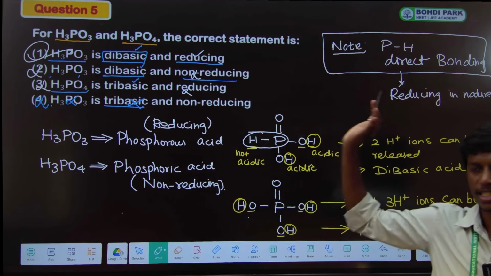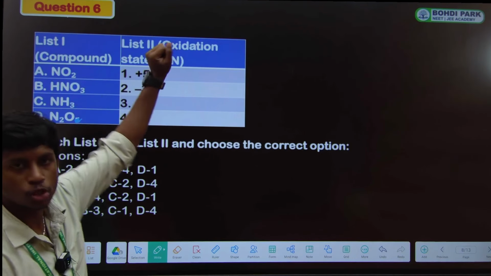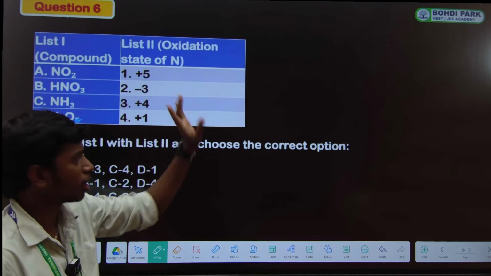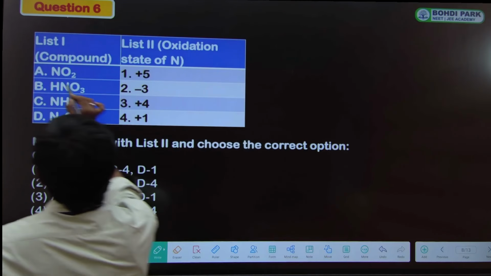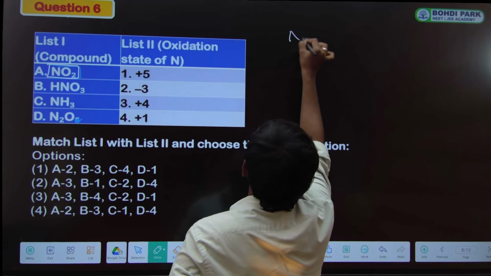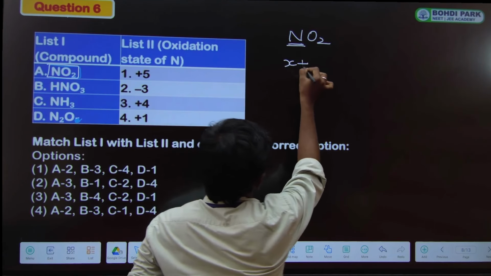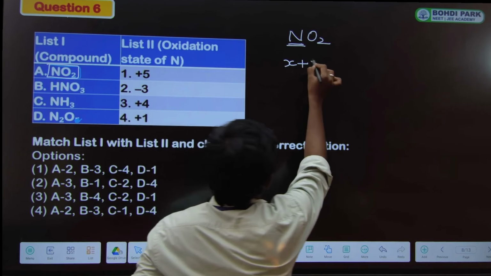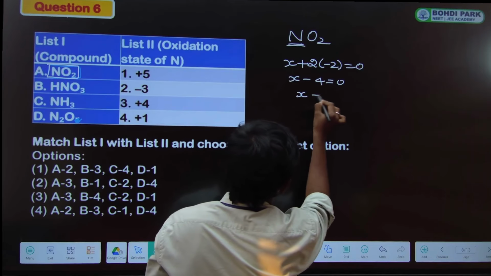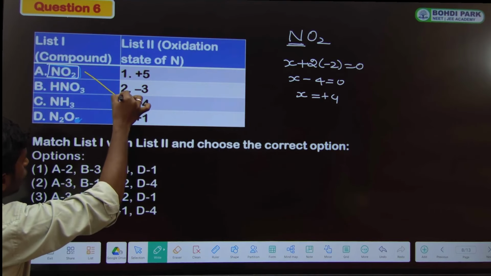Okay, so hope you understand. Question 6: they have given list 1 and list 2. Some nitrogen-based oxides are given, and we have to match them with their oxidation states. First one, NO2, nitrogen dioxide. We need to find the oxidation state of nitrogen. We don't know it, so let it be x, plus 2 oxygens, 2 into -2, equal to 0. So x minus 4 equals 0, x equals +4. So in nitrogen dioxide the oxidation state of nitrogen is +4, so A matches option 3.